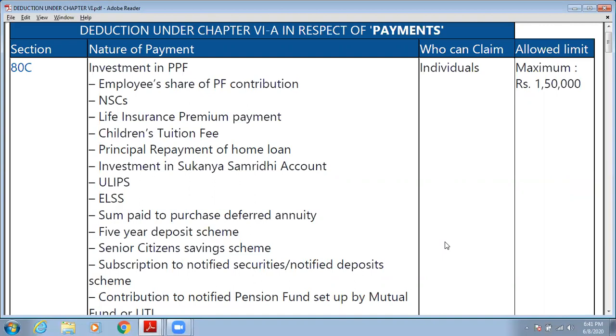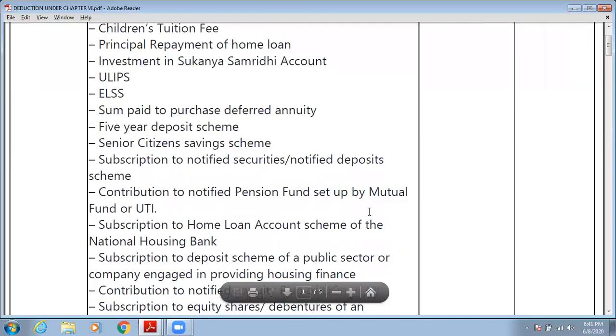So the maximum limit is 1,50,000. तो अगर 1,50,000 से आपने कम इन्वेस्ट किया है, कम पैसा कंट्रीब्यूट किया है, then in that case वो कम वाला अमाउंट, that is 1 lakh rupees, will be allowed to you as deduction. Okay, so this is about section 80C.